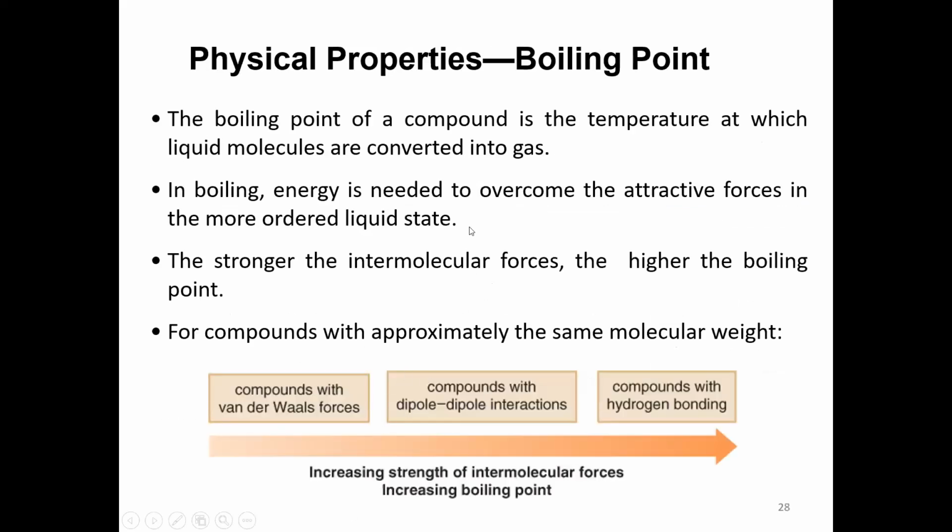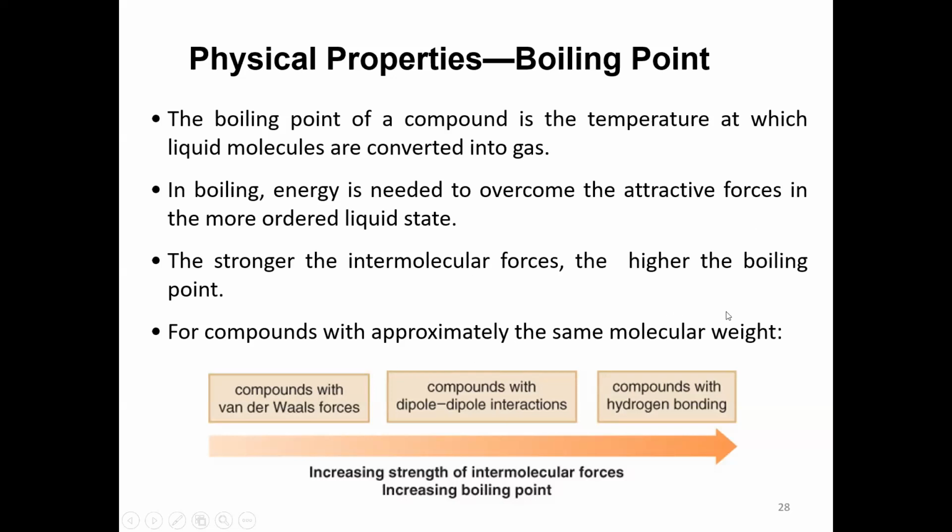So in terms of boiling point and how bonding affects physical properties, we know that the boiling point of a compound is the temperature at which that compound gets converted from the liquid phase to the gaseous phase. So when you are boiling, energy is needed to overcome the attractive forces in the more ordered liquid state. The stronger the intermolecular forces, the higher the boiling point. That is why water would have a very high boiling point.